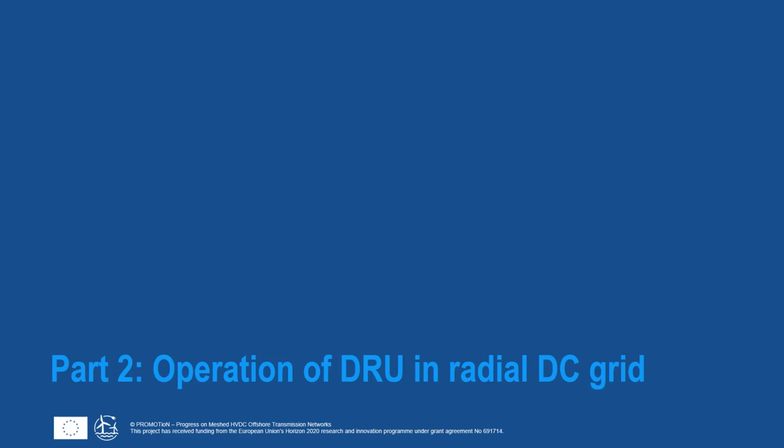Thanks, Marcus. The previous part of the presentation has shown the capability of DRU's AC side parallel connections to VSC HVDC and HVAC links. We are now going to present a DC side connection of DRU-based wind turbines to point-to-point interconnectors.